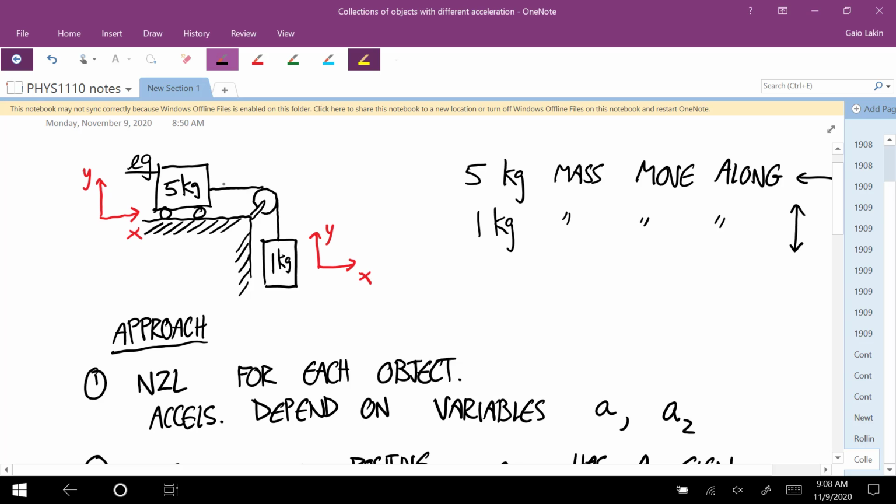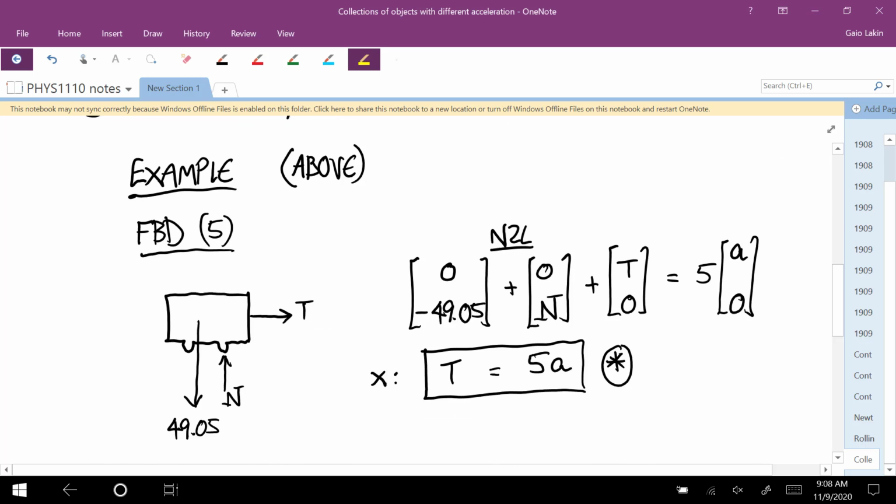Notice that that's not the weight of either of these two things. It's more complicated than that. It's less than the weight of the hanging mass because there's acceleration involved.